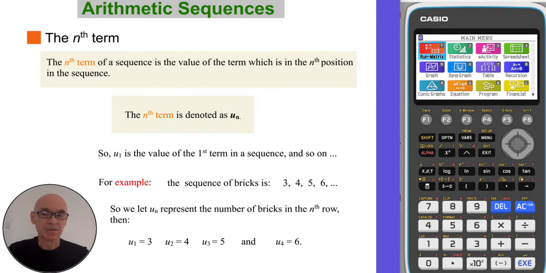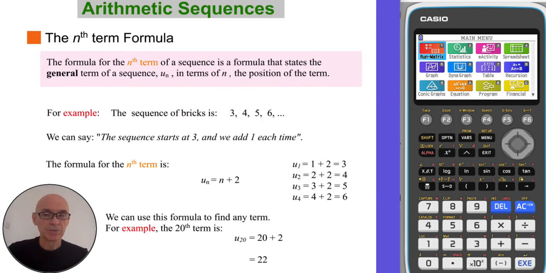The nth term of a sequence is the value of the term which is in the nth position in that sequence, and the nth term is denoted with the symbol un. So in the example shown, 3 is the first term, so u1 is equal to 3. 4 is the second term, so u2 is equal to 4. 5 is the third term, u3 is equal to 5, 6 is the fourth term, so u4 is equal to 6.